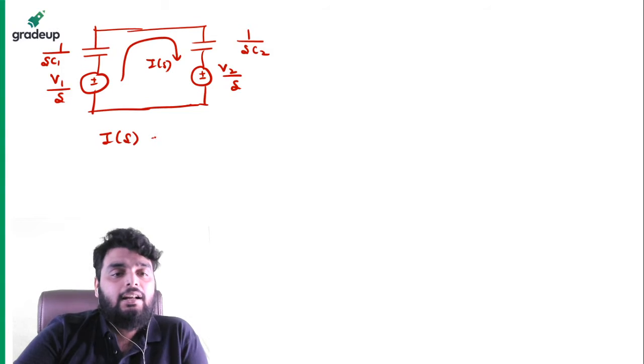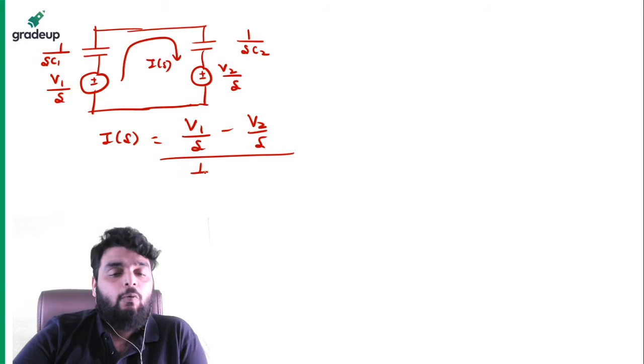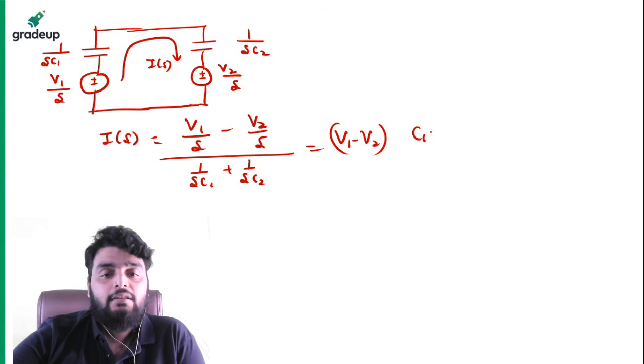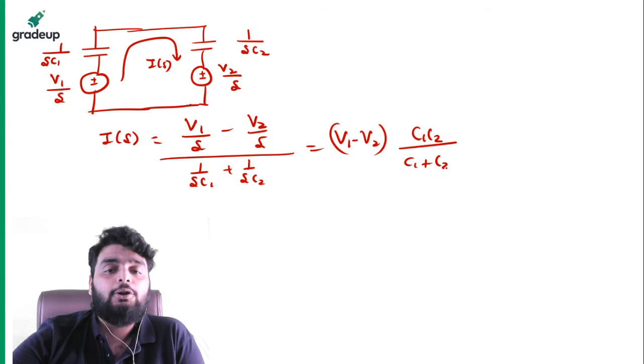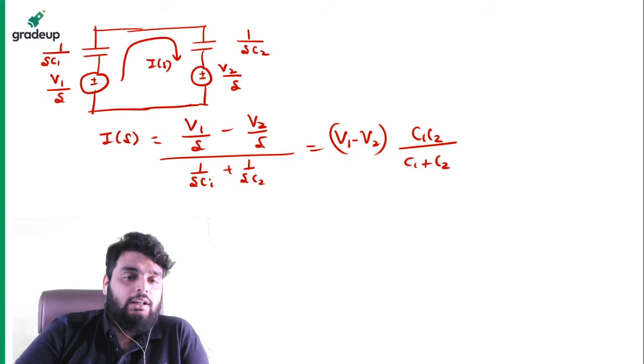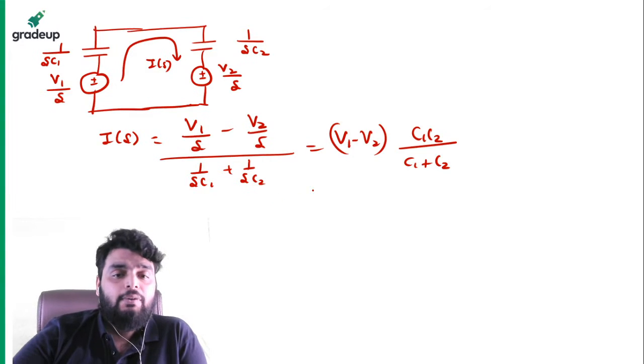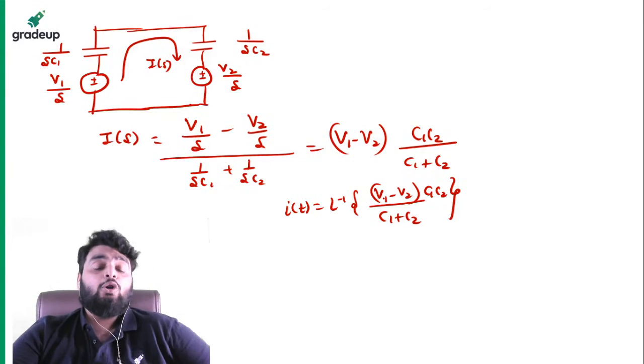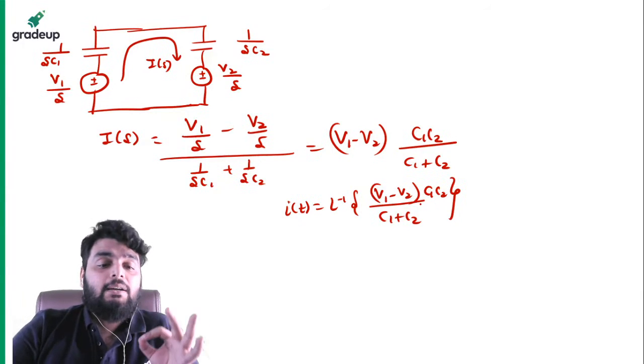So what will be IS here? IS will be V1 by S minus V2 by S, divided by 1 divided by SC1 plus 1 divided by SC2. You will get (V1 minus V2) C1 C2 divided by C1 plus C2. When you solve this equation, you get this value. Now IT is the Laplace inverse of this quantity, which is (V1 minus V2) divided by (C1 plus C2), multiplied by C1 C2. Now think, there is no S in this equation.